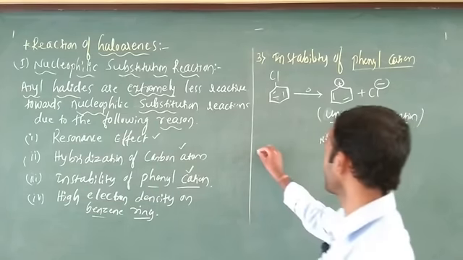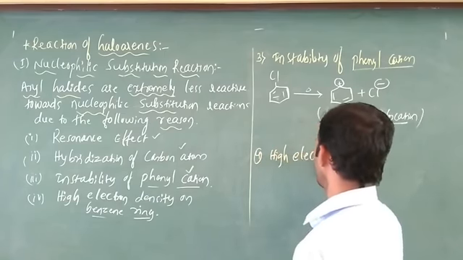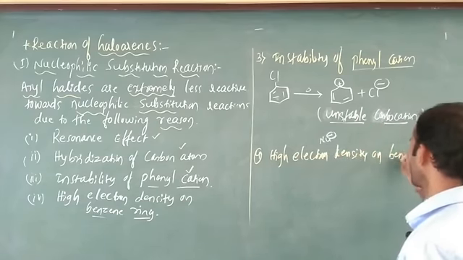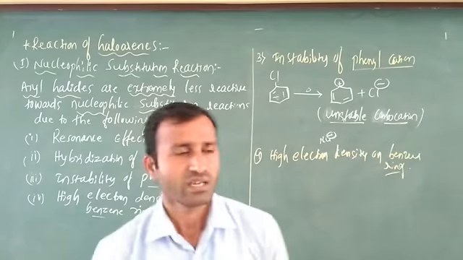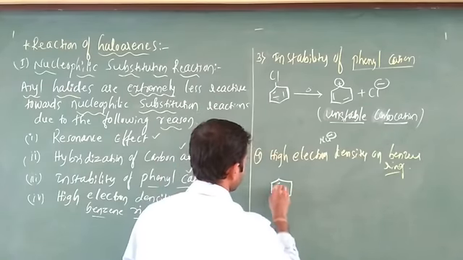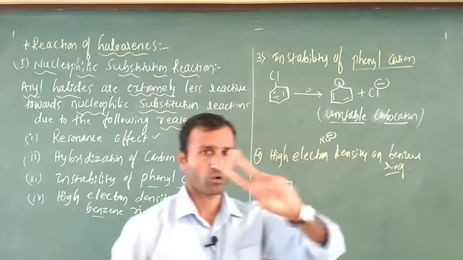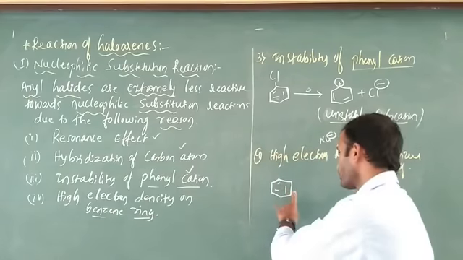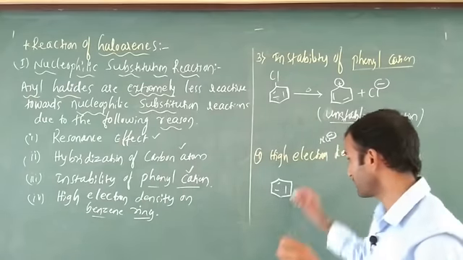Fourth one, high electron density on benzene ring. Here I am going to consider the benzene ring. I am going to tell you two very important points, compulsory, bear in mind. First I am going to explain this one, the substituted benzene ring and the benzene ring. Now differentiate between these two.